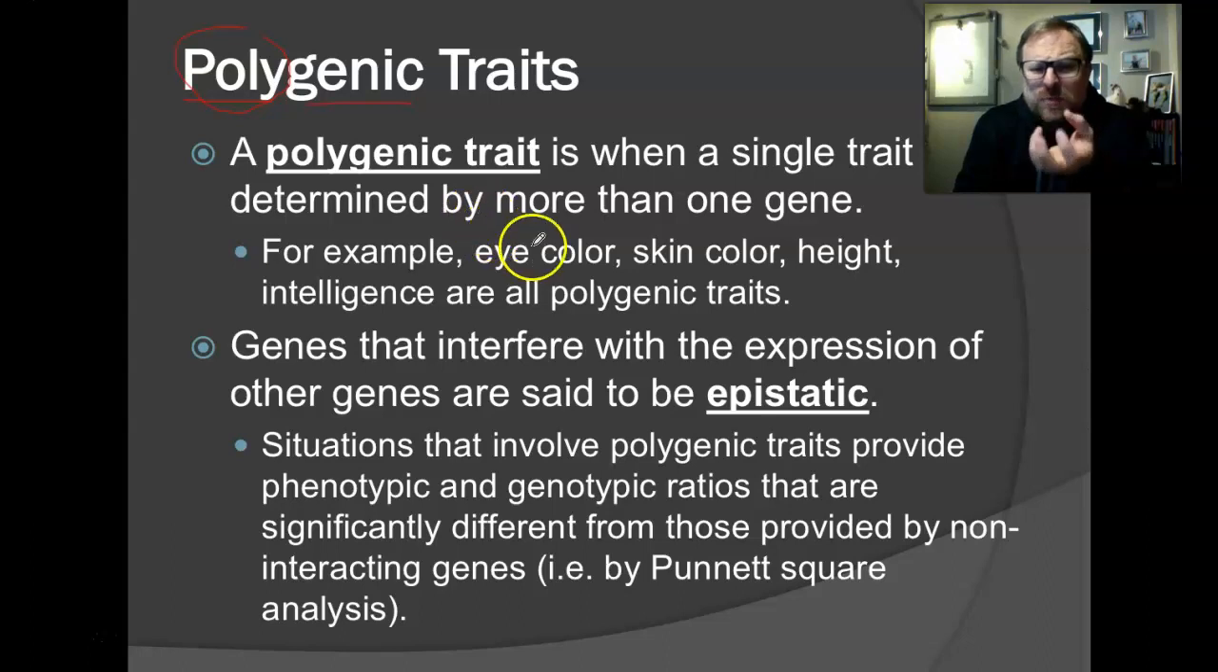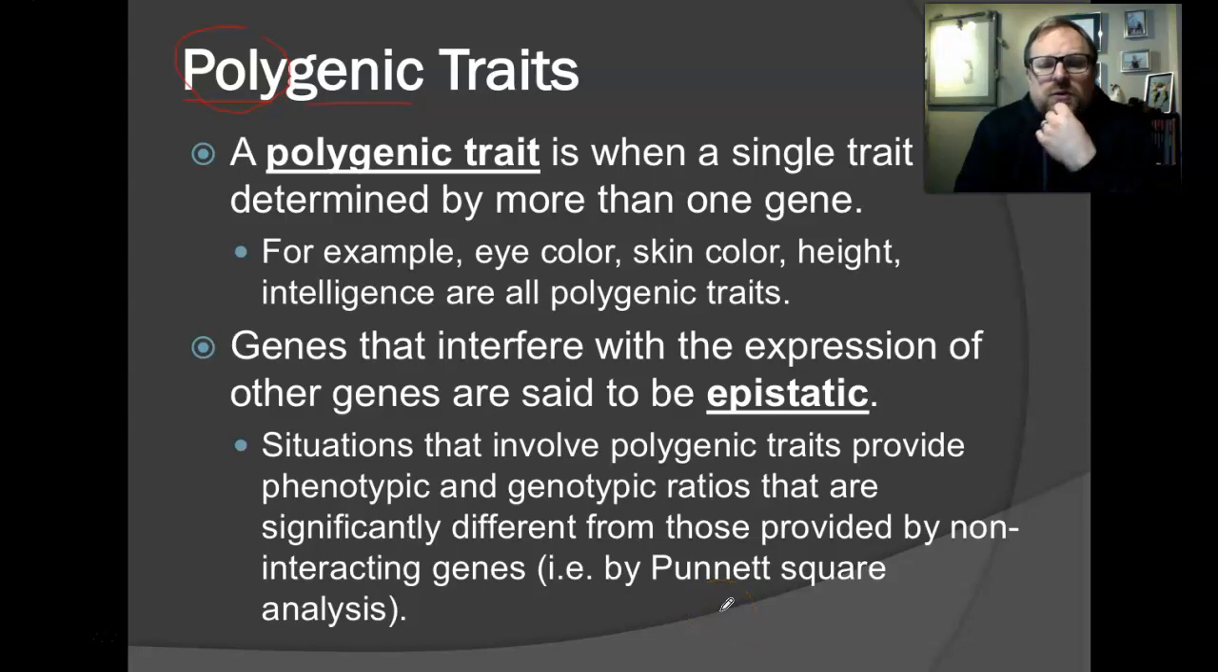For us in humans, these are just some examples. Eye color is actually polygenic, and if you wanted to, you could look it up at some point and figure out what it is. I believe one of the Amoeba Sisters videos talks a little bit about polygenic traits. Skin color is polygenic, height, intelligence, all of those things are polygenic, controlled by more than one gene. Genes that interfere with the expression of other genes are said to be epistatic. Again, the Amoeba Sisters talk a little bit about that as well.